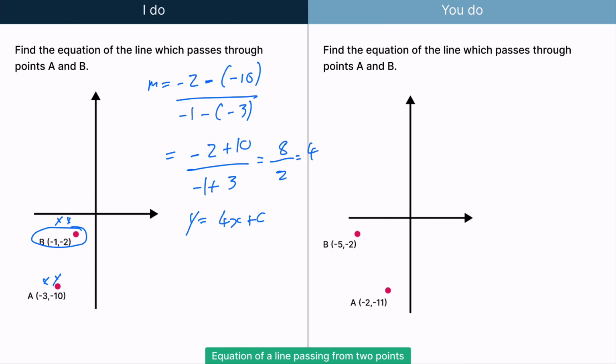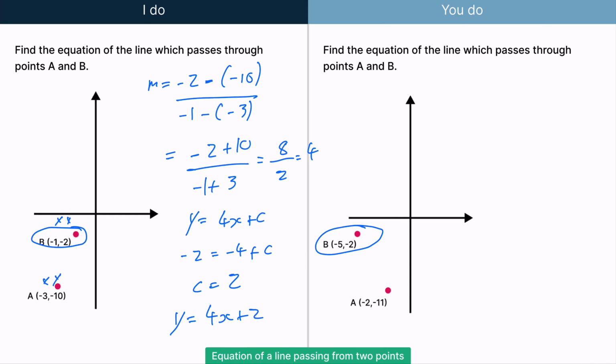And to find the intercept, I just substitute one of these points in. So if I just go with b, that gives me that. And if I move that over, that just gives me a positive 2. So my final answer is y is equal to 4x plus 2. And again, hopefully you've pressed pause and had a go at the example on the right.